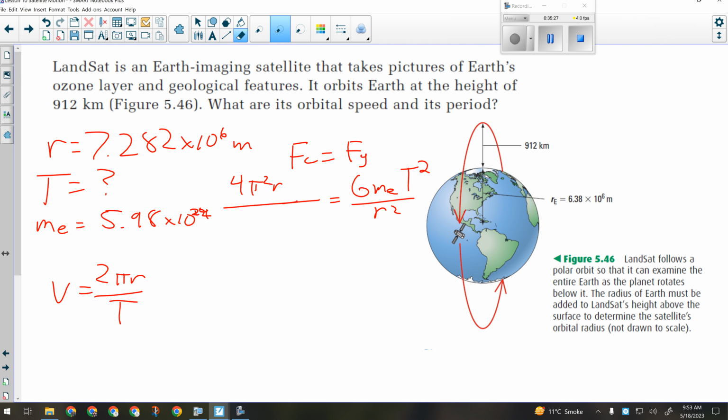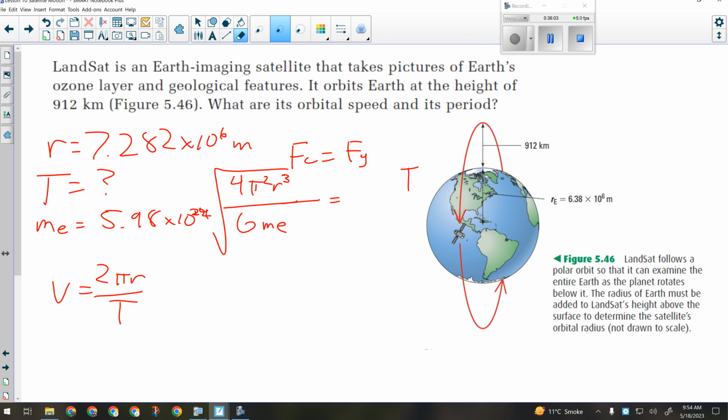Now I've got to move everything else over to this side. So I'm going to multiply both sides by r squared. What's r squared times r? R cubed. And then I'm going to divide both sides by big G times the mass of the Earth. That solves for T squared. What do I want? T, so I take the square root. That's about as involved as the manipulating we'll get in this unit.